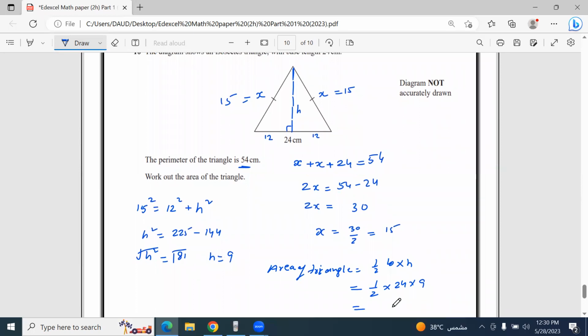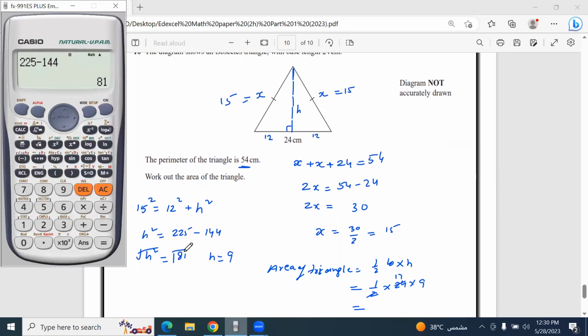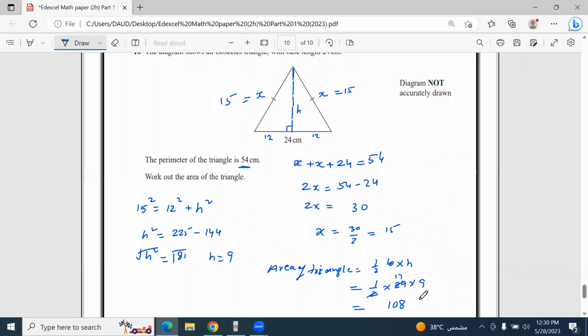And this is equal to 12 multiplied by 9, which is 108. So our last answer is 108. And it is area, so centimeter square.